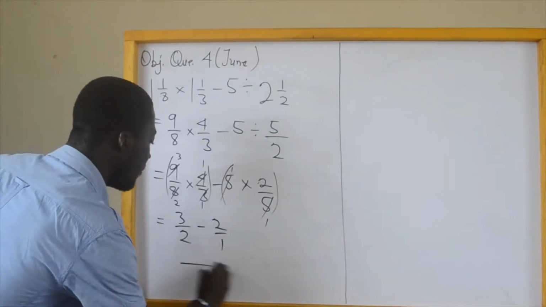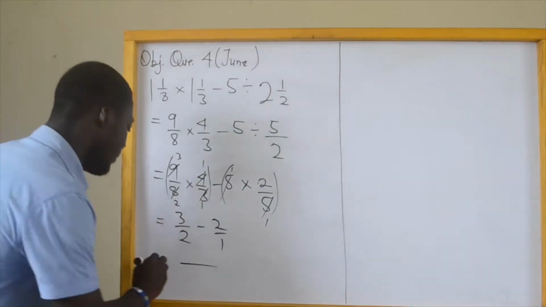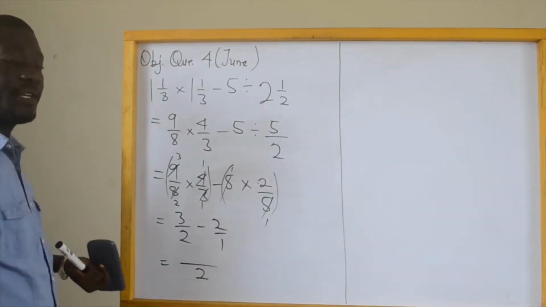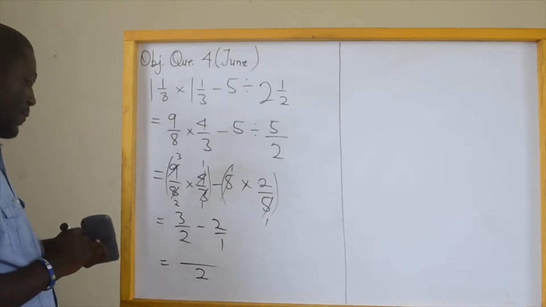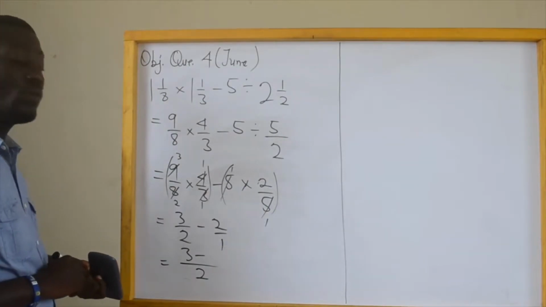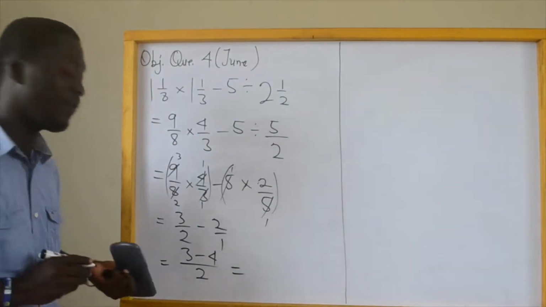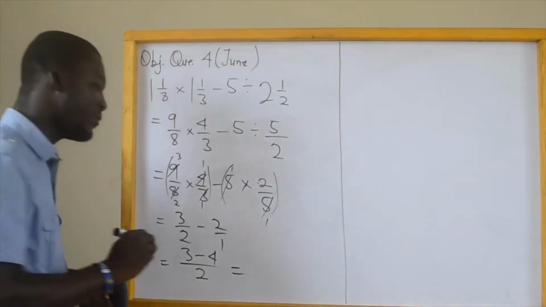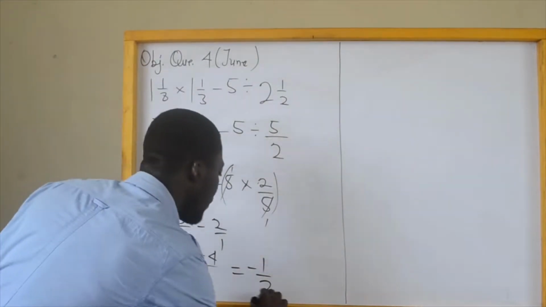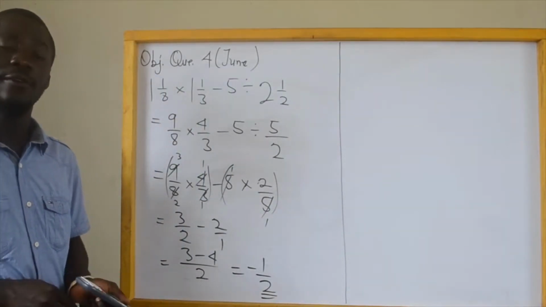If we want to continue, we find the least common denominator between the two terms, and it's 2. 2 goes into itself 1. 1 multiplying 3 is 3, minus 1 goes into 2 is 2, 2 multiplying 2 is 4. When you deduct 4 from 3, we are going to get -1 out of 2. And of course, this is a proper fraction. So our answer is going to be -1 out of 2.